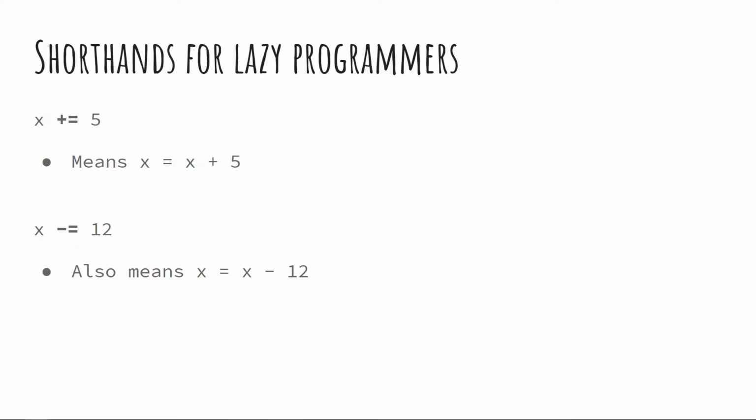So we have some shorthands for lazy programmers. Programmers are lazy. We would like to type as little as possible most of the time. So what we do for that is when we have something like height equals height plus 5, we don't want to type it out all the time, especially if it's a long variable name like height. That's a whole lot of typing. So we come up with these shorthands. So we have these symbols such as plus equals. So if we have x plus equals 5, that is the same thing as x equals x plus 5. If we had x minus equals 12, that is x equals x minus 12.